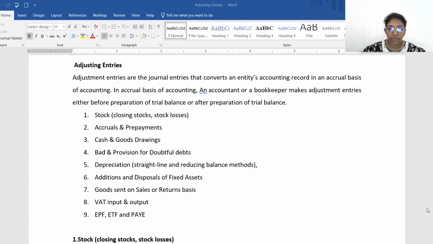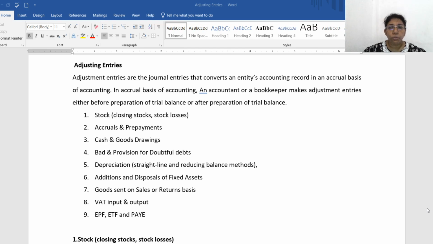According to chapter 7, we are going to talk about the adjustment entries. The adjustment entries are the journal entries that convert accounting records into the accrual basis of accounting. So you know there is an accounting concept called accrual basis. Based on that, we are going to record the transactions and events into the books.